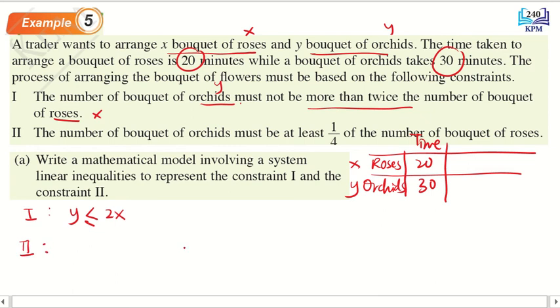the number of bouquets of orchids, Y, let's write down Y, must be at least 1/4 of the number of roses. 1/4 of the roses, 1/4 X. Must be at least, so kurang-kurangnya, so must be more or same. Okay, we can form these two inequalities. So you have two inequalities right there.